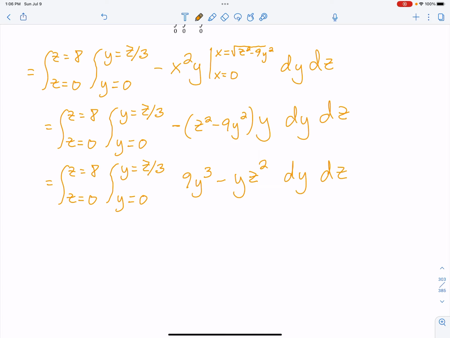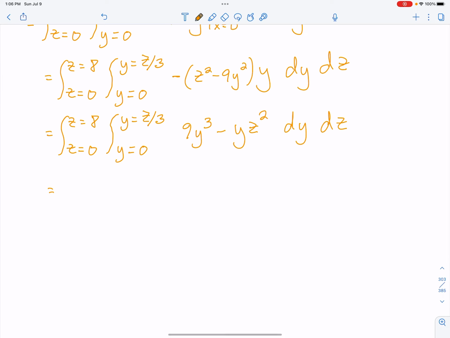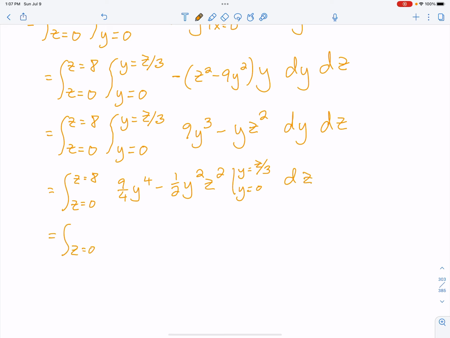Okay, there we go. Now let's take our integral with respect to y. I go up by 1, divide by the new one. Up by 1, divide by the new one. And then I'm going to plug in y equals 0 and y equals z over 3, dz. All right, rewrite my z bounds. We just got to plug everything in there. It looks like it's going to be a complicated mess. The good thing is the 0 just zeroes out, so I don't need to worry about that.